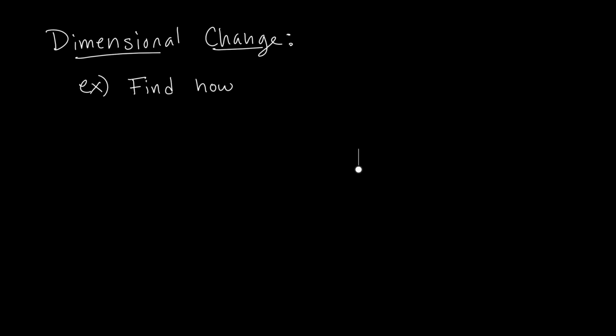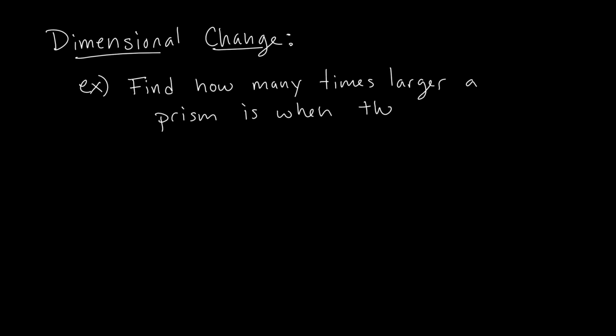Okay. Find how many times larger a prism is when the dimensions are multiplied by 3. So your immediate reaction here is probably, oh, it's 3 times larger. But this is not true.